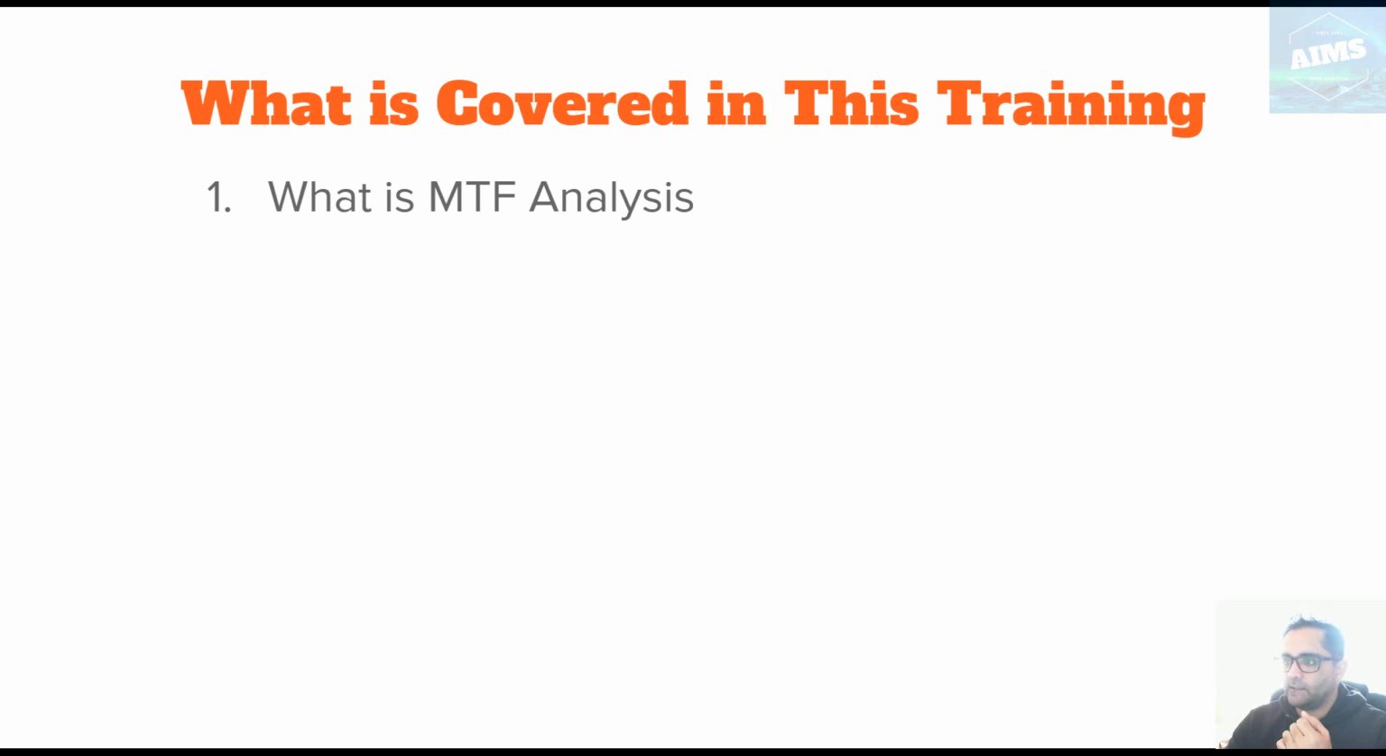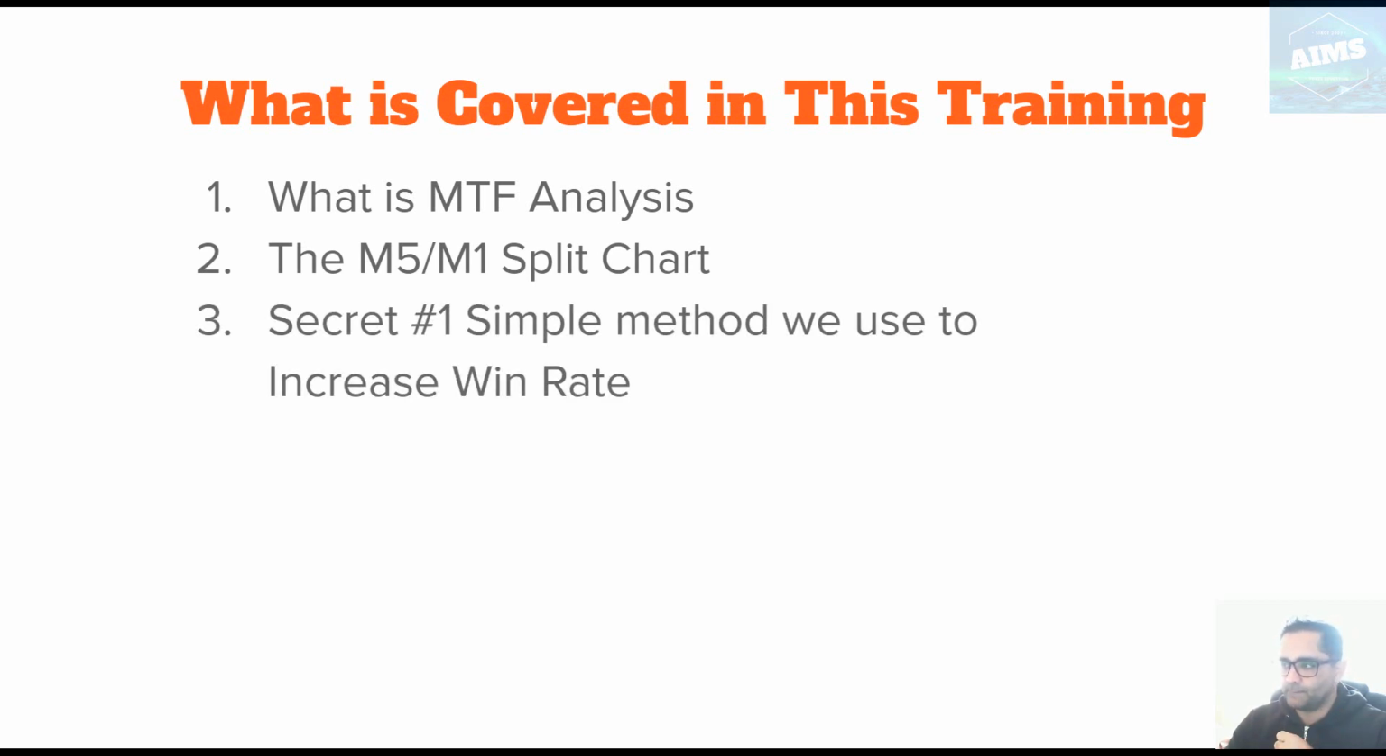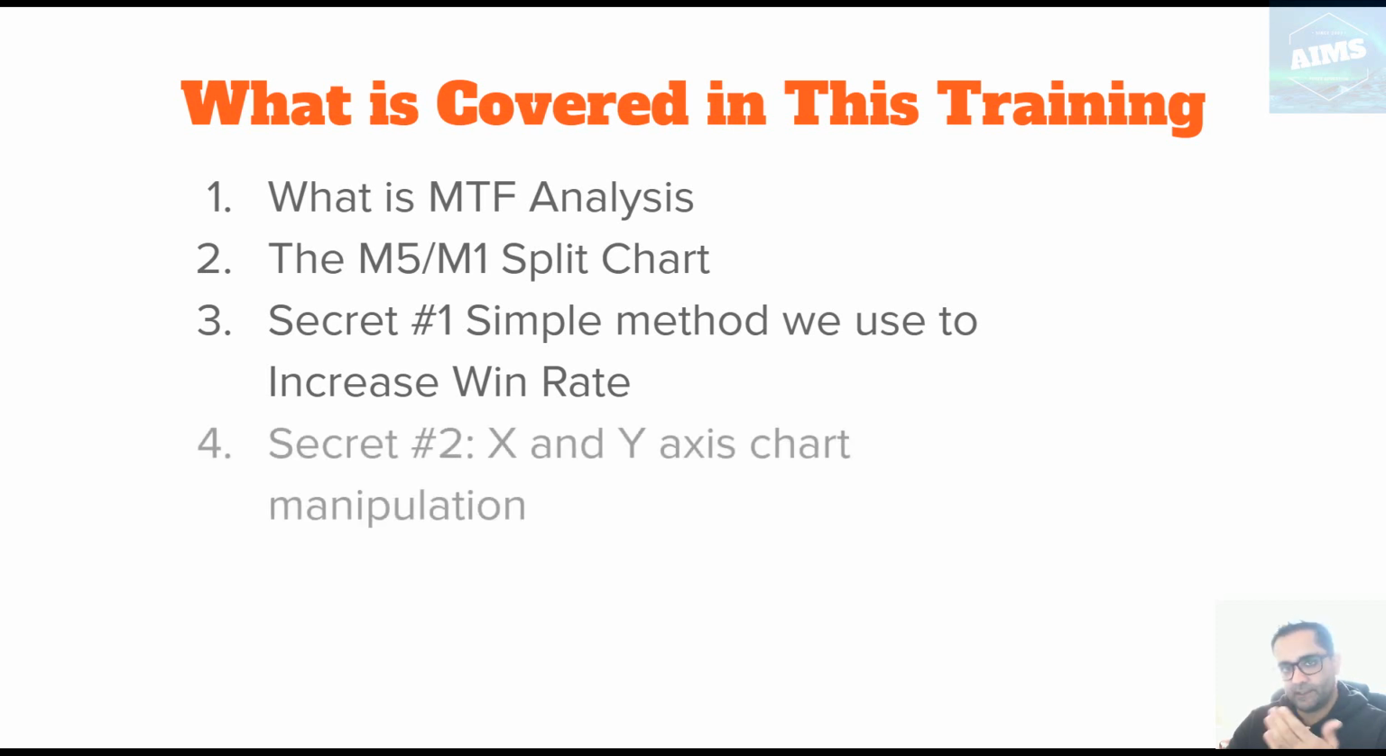What is covered in this training? I'm going to talk quickly about MTF analysis and the M5 M1 split chart. Secret number 1 is a simple method we use to increase win rate, avoiding setups that, even though they are technically correct, you can still get a DS1 on. Even in stage 3, if you took it and didn't pay attention to this, you will still get yourself a discipline 1 score, because it's a setup 1. It is a lovely looking setup 1, but it can be avoided. And secret number 2 is the X and Y axis chart manipulation. Right. How do we do that?